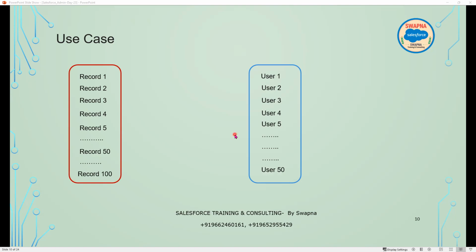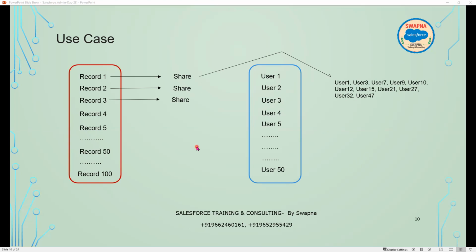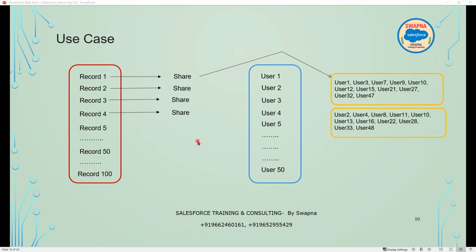As per the requirement, record 1, I have to share with user 1, user 3, user 7, user 9, user 10, 12, 15, 21, 27, 32, 47. These are the users I need to share the record with. Whereas record 2, I need to share with different users: user 2, user 4, user 8, user 11. So these are the different users we have.